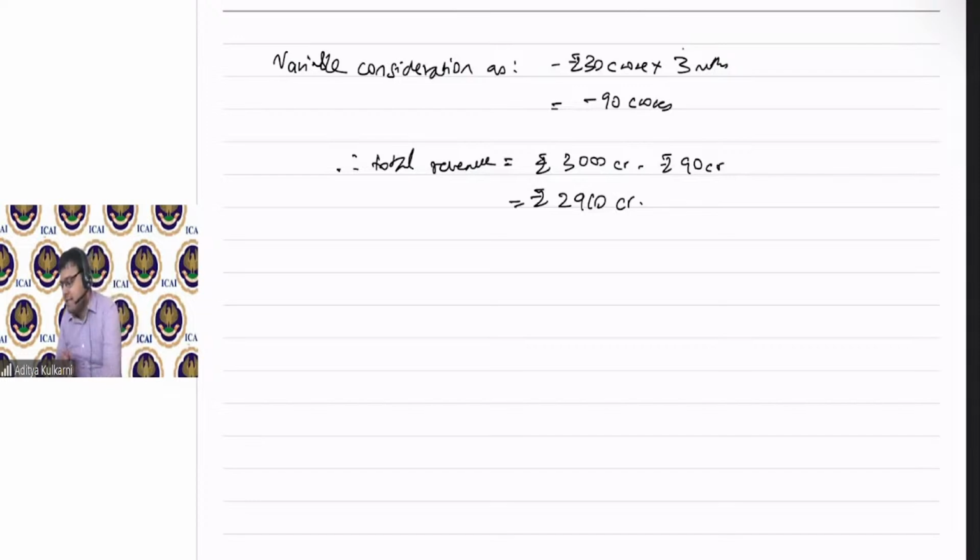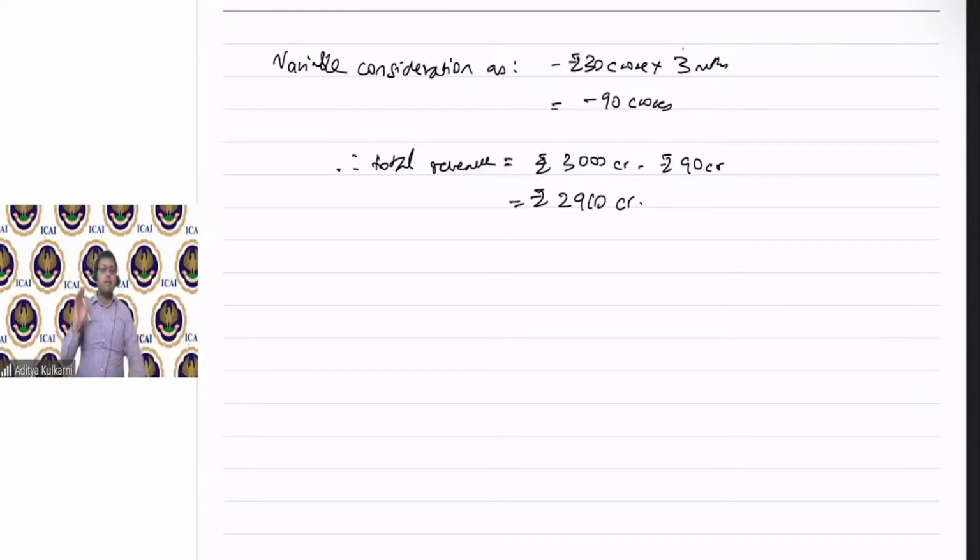2,910 crores. And this 2,910 crores is going to be the basis for your accounting. Okay. All right.